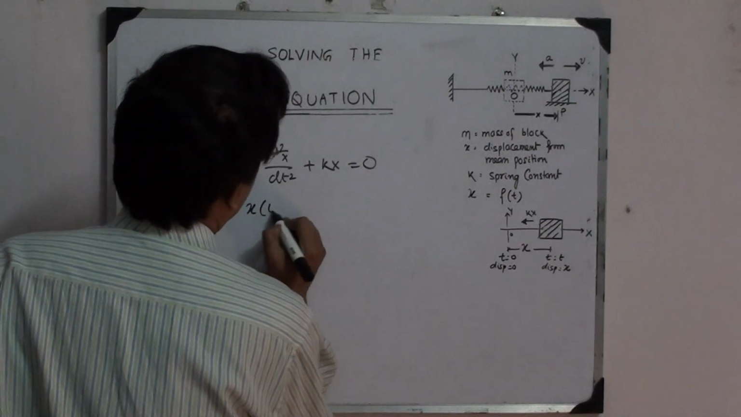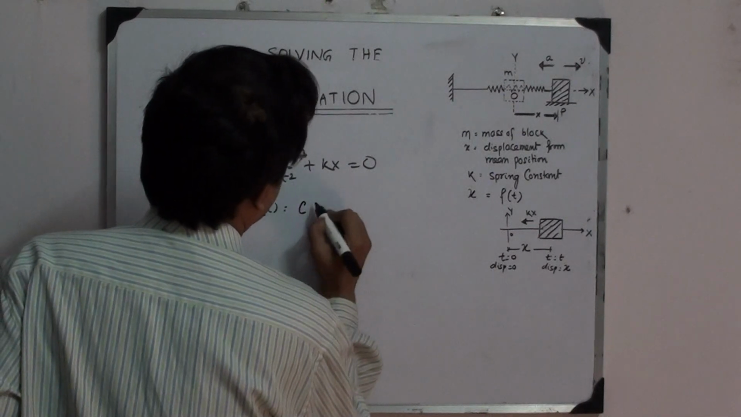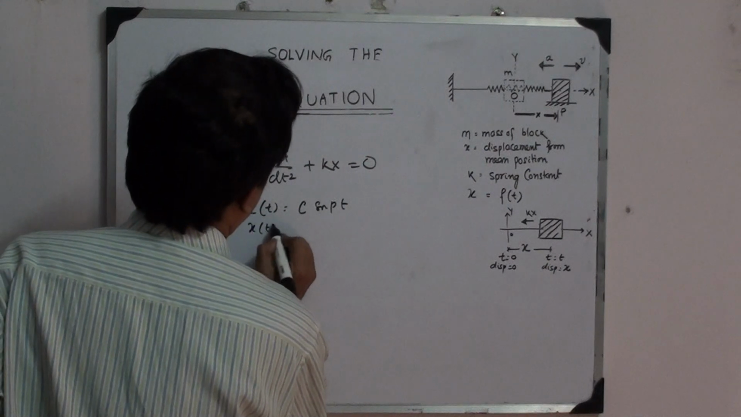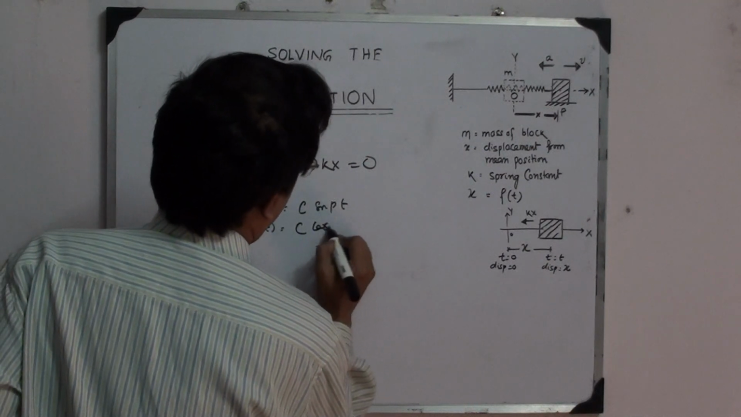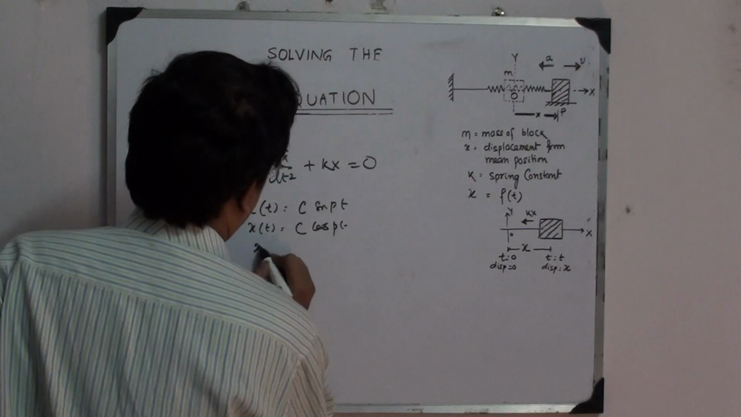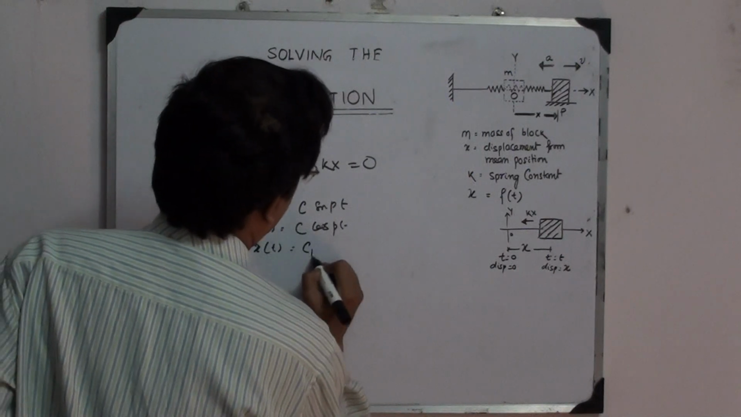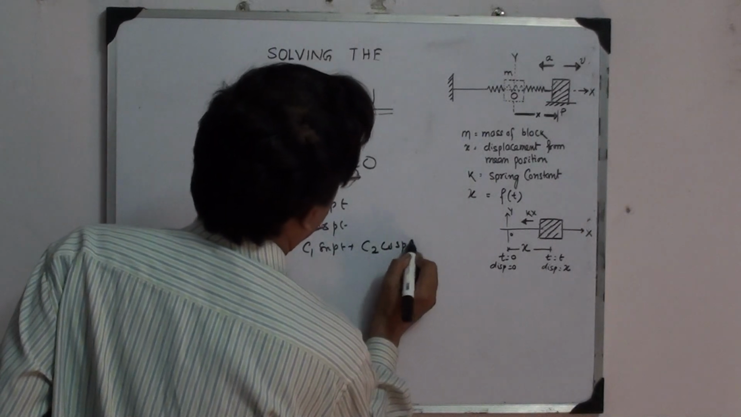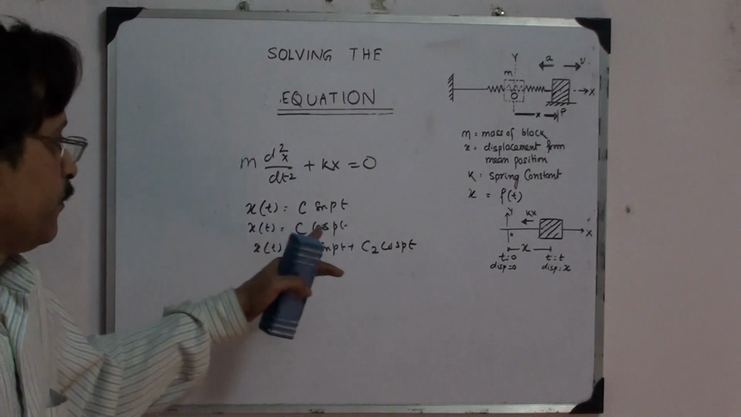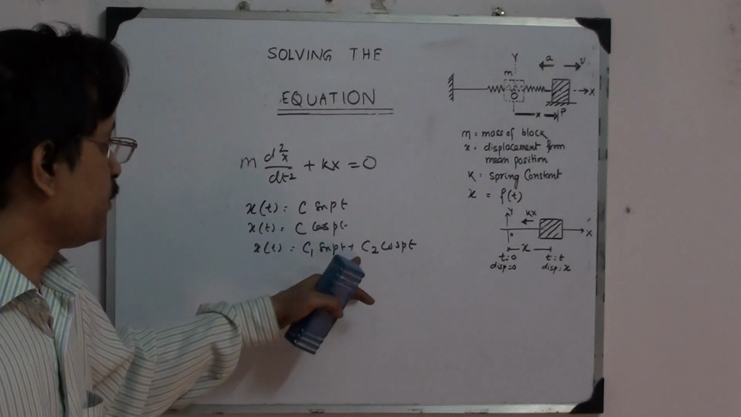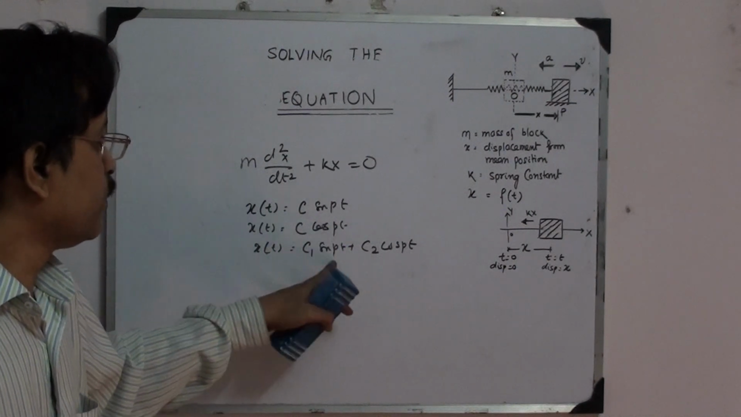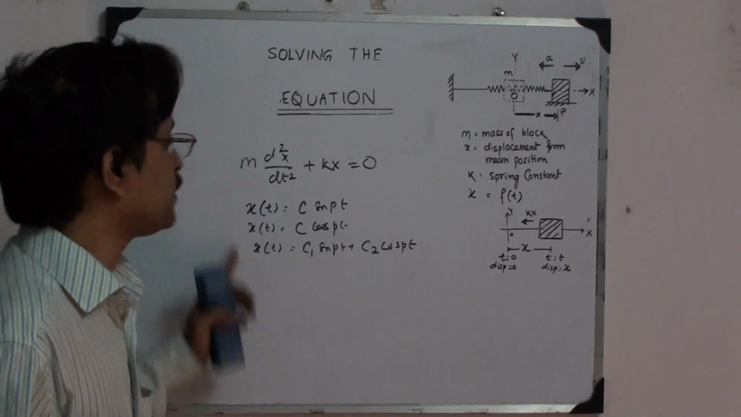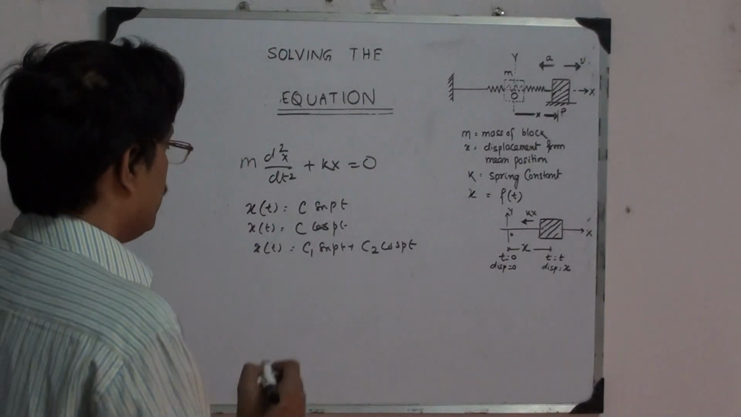So we get solutions like this: x is equal to c sin pt, also x(t) is equal to c cos pt, x(t) is equal to c1 sin pt plus c2 cos pt, also will be simple harmonic motion having angular frequency p and time periodicity 2 pi by p. All of them have the same periodicity or time period.